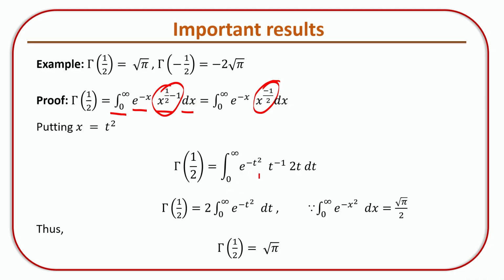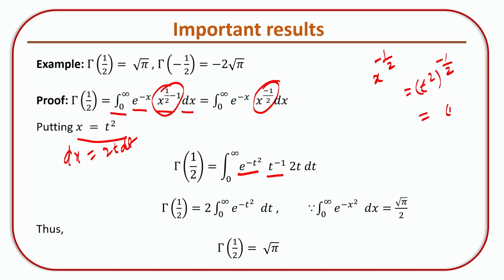So this gives you the integral from 0 to infinity, and putting x equal to t square, that means dx becomes 2t dt, right? Remember this one. So e to the minus t square, and x to the power minus half becomes t square to the power minus half. This will become t to the power minus 1, right? So this will become t to the minus 1, e to the minus 1 becomes e to the minus t square, and dx becomes 2t dt. So it's a very easy integration.